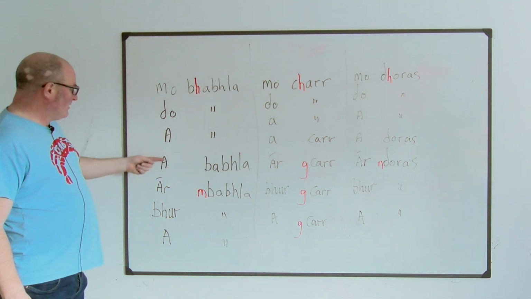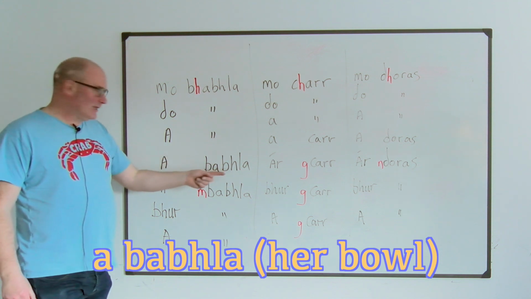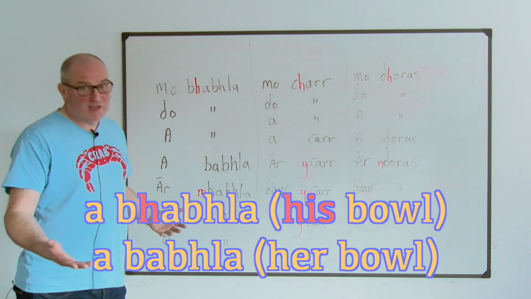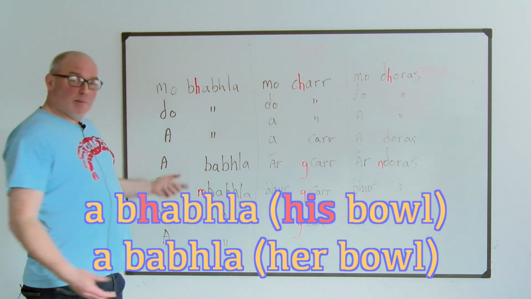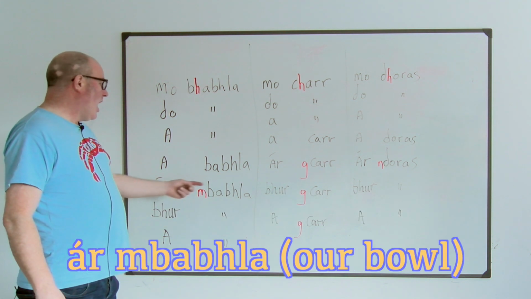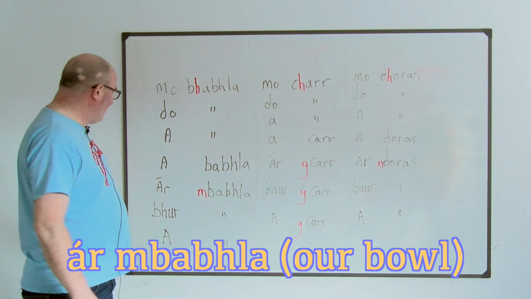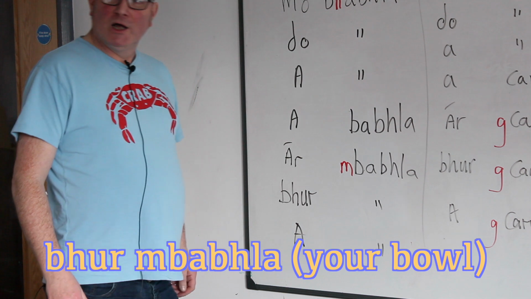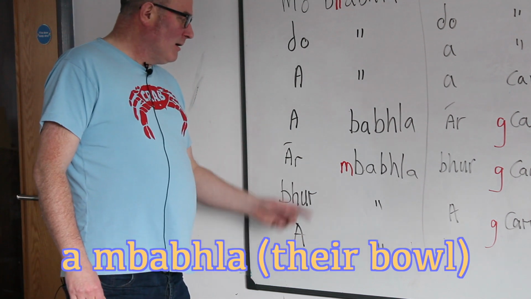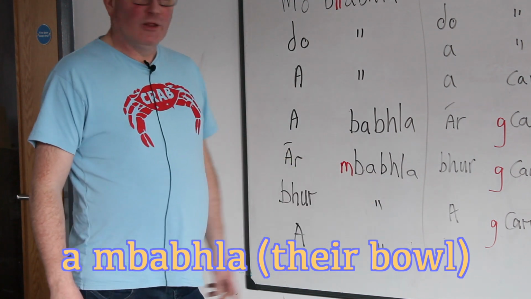Now, we use the same a here for her bowl, but it doesn't do anything to the noun, babhla. So that way you can tell the difference between a bhabhla, you know it's his bowl, or a babhla, it's her bowl. So when we get into the plurals, ár mbabhla, we get the eclipse, our bowl. Bhur mbabhla, your plural bowl. And again, we have this a but this time it uses the eclipse, a mbabhla, their bowl.